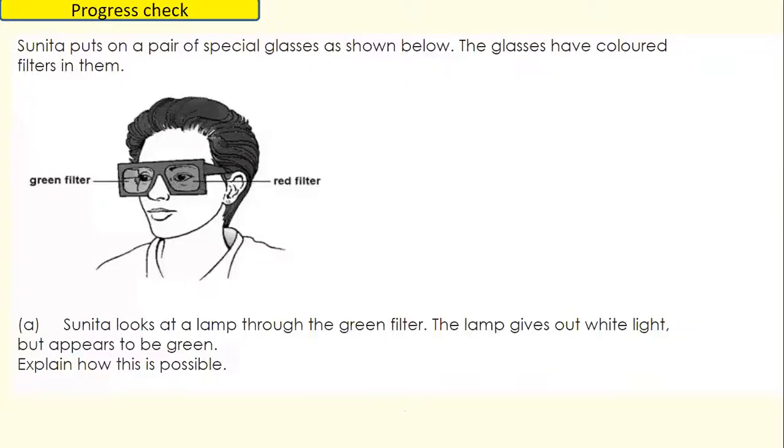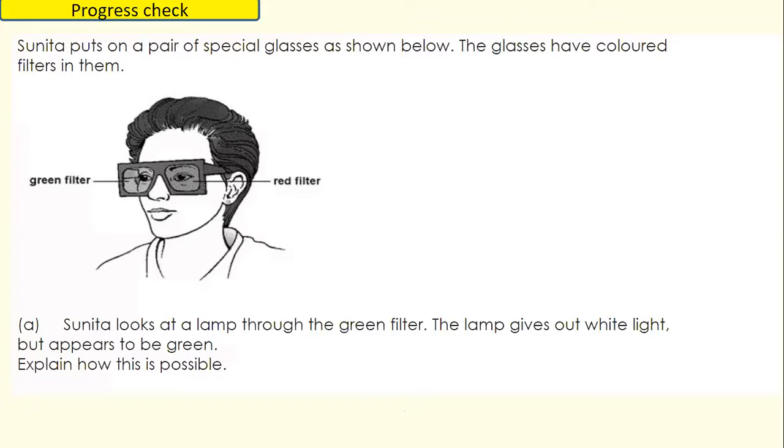Now, Sunita puts on a pair of special glasses shown below. These glasses have coloured filters in them. Okay, one lens is green, one is red, in a nice fashionable cardboard frame there. Now, many years ago, probably before any of you were about, this is how we got to see 3D films. But that's a different story.